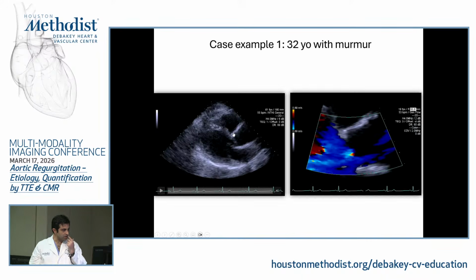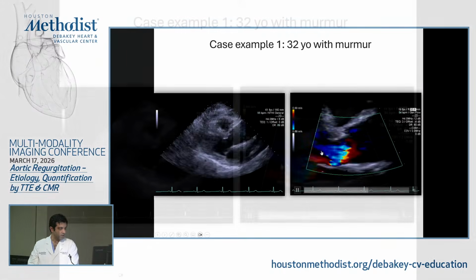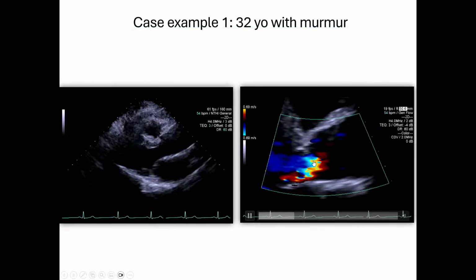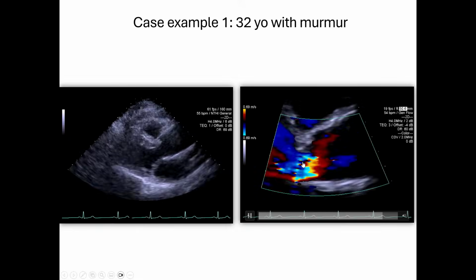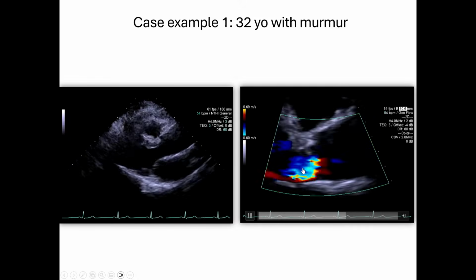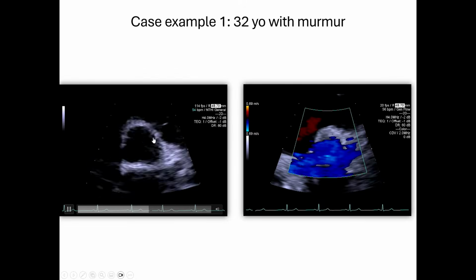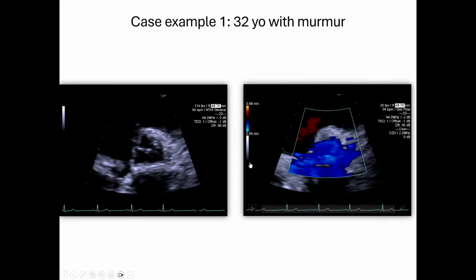Okay, so here are some other case examples. The 32-year-old with a heart murmur, and then you see a jet. You don't have all the components, but it's not mild, right? Do you guys agree? And it's mildly or somewhat eccentric. So you're going to ask for more images, and you see a bicuspid valve with fusion between these two leaflets.